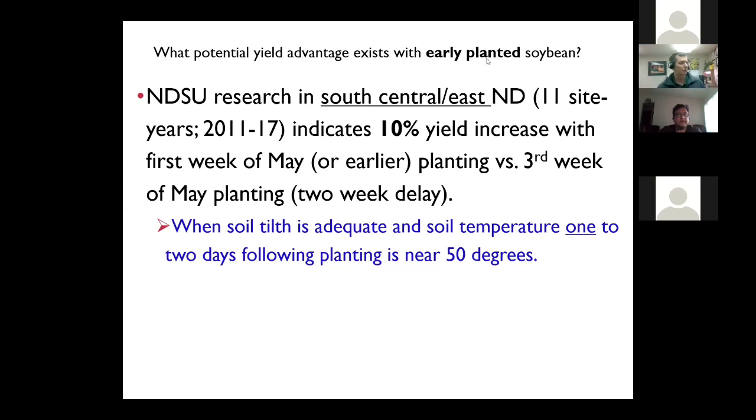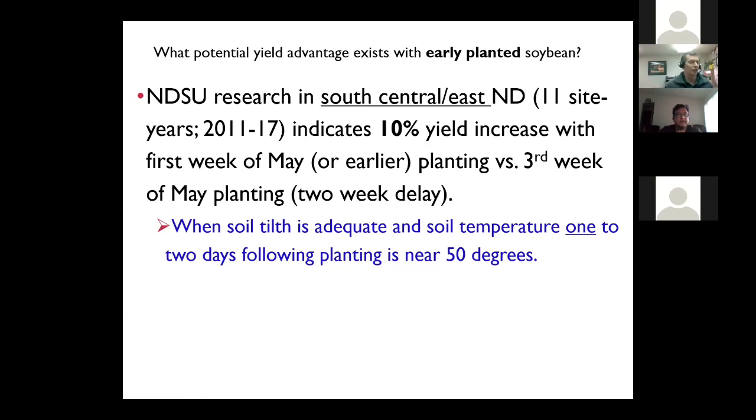But of course, there's some considerations. And one is that soil tilth was adequate, and soil temperatures, especially after the trial was planted, were around 50 degrees. We would be concerned if we had a cold rain after planting that could be taken up by the seed and actually damage the seed and reduce stands. So we try to avoid that during these trials.